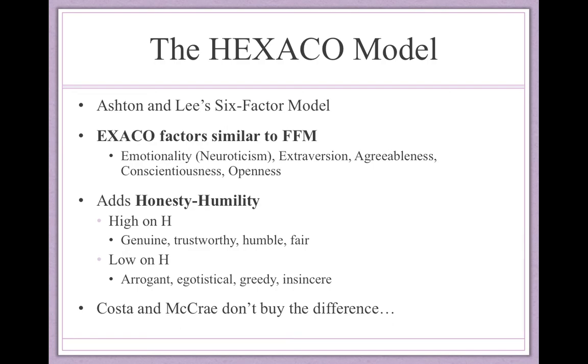But Costa and McCrae, the guys who founded the 5-factor model, don't buy this difference. They say that that isn't a big enough difference from their model. They actually argue that the honesty and humility could just go into the agreeableness category. So, what do you think about that? Do you think that this is a worthy new category? Do these factors touch on being genuine and humble and trustworthy and fair? Or could they go into those?